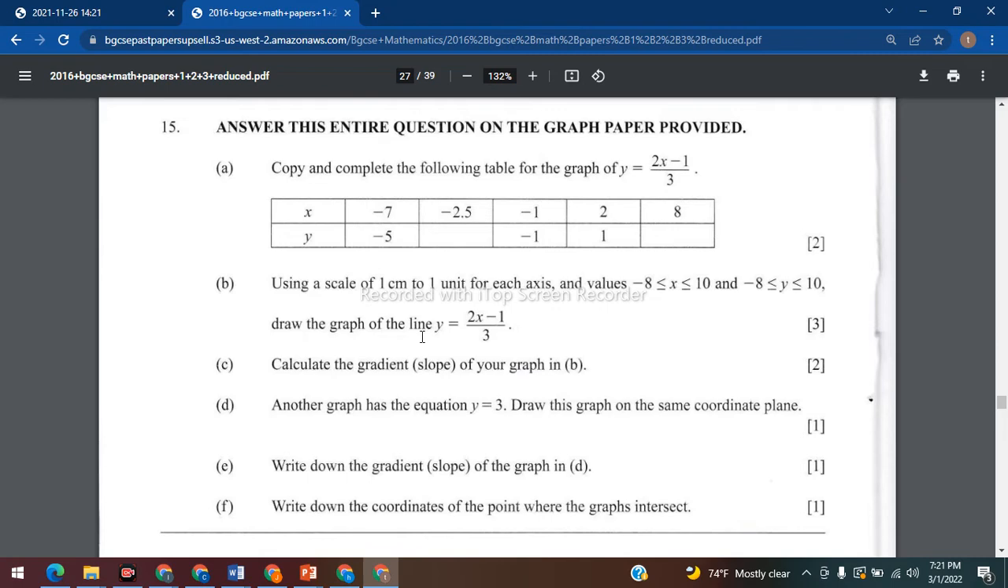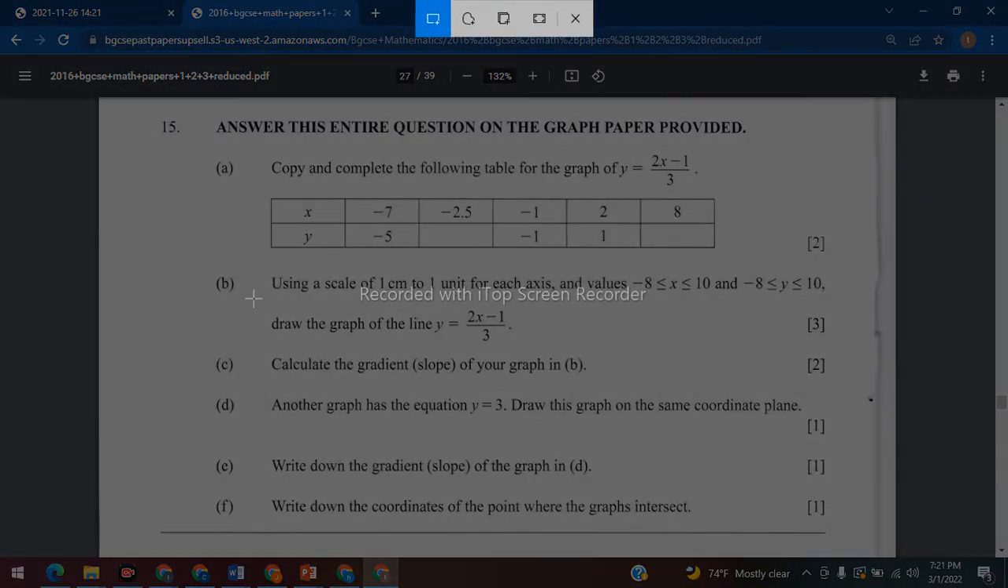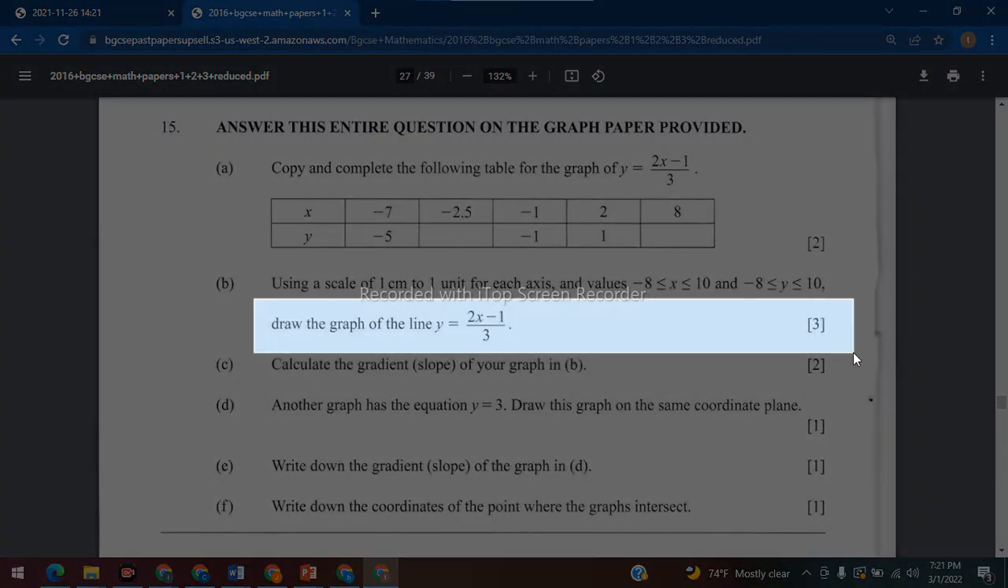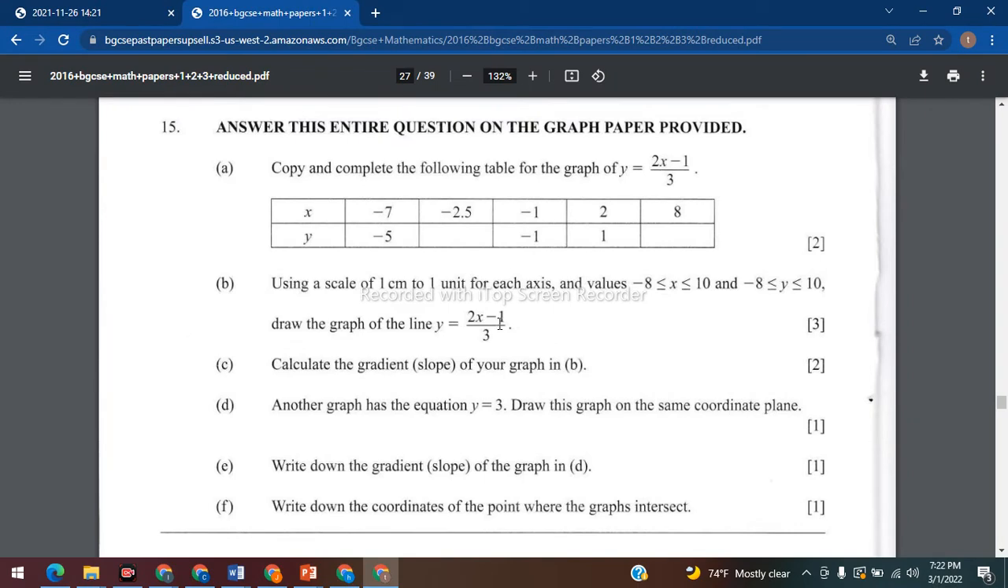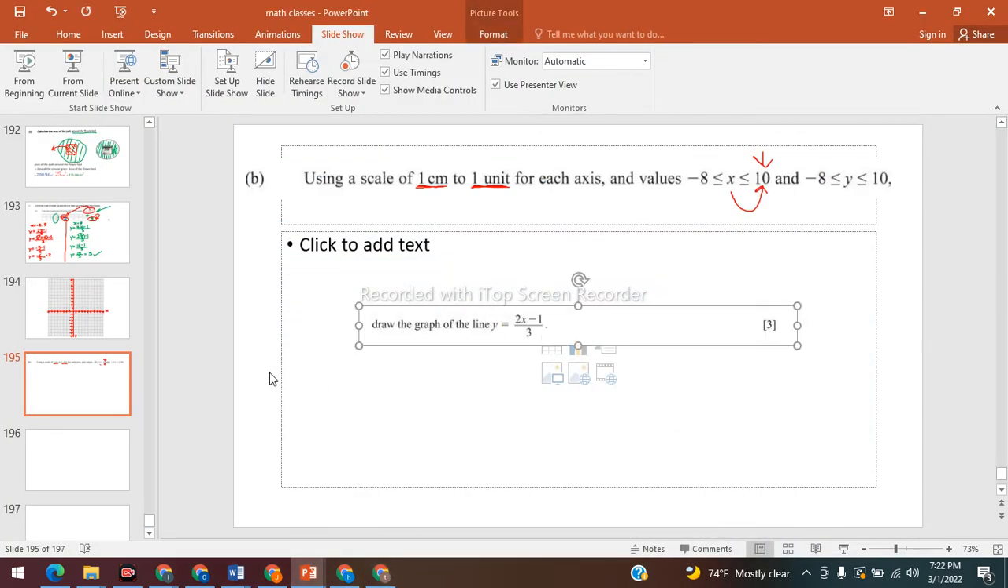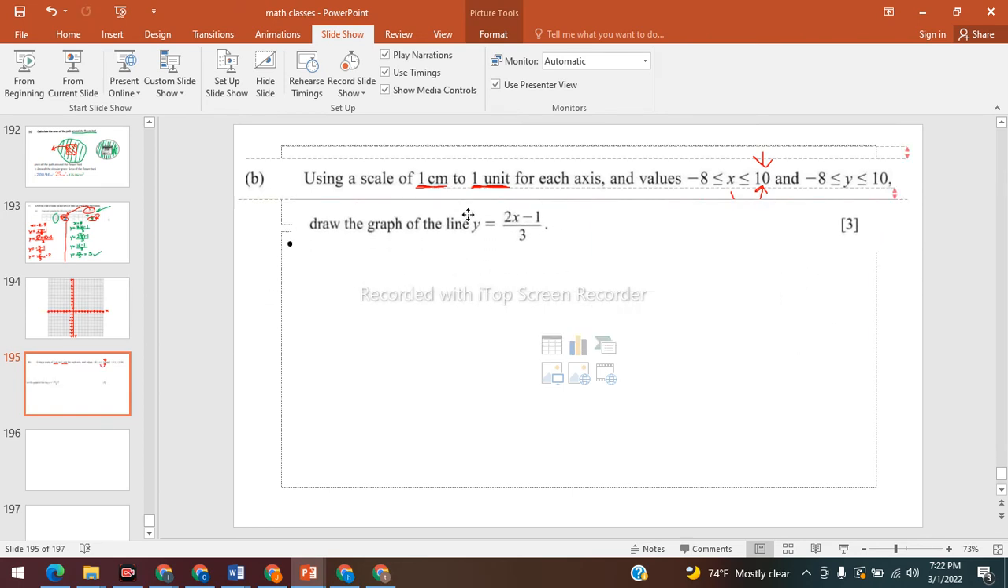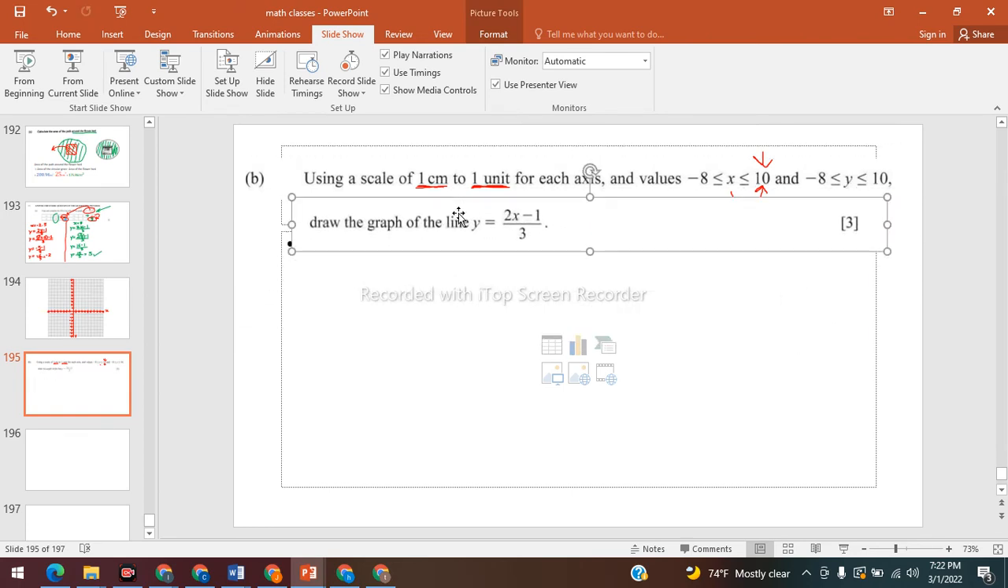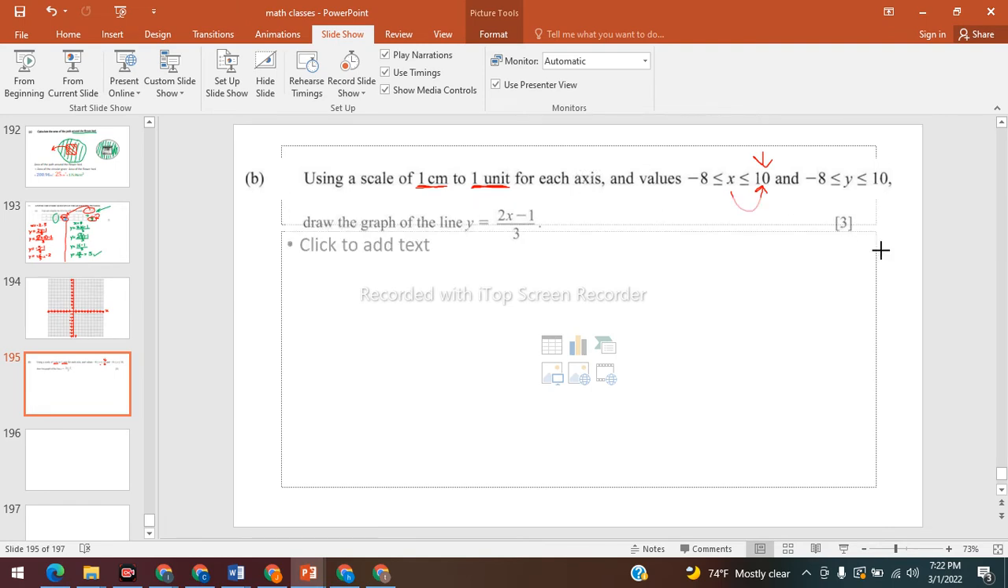Okay, and they tell us what it is. Draw the graph of the line y is equal to 2x minus 3. So that's good that they tell us it's a line. Okay, that's very important. So draw the graph of the line y is equal to 2x minus 1 divided by 3.